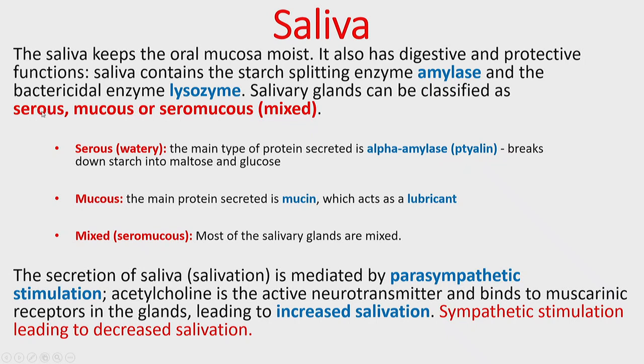The serous secretion, which is a watery secretion. They contain alpha amylase, or ptyalin, for the breaking down of starch to maltose and glucose.